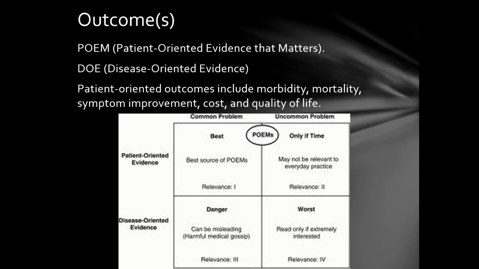I would encourage you to frame your question so that it asks about patient-oriented outcomes. That way, your answer has more potential to be a POEM, patient-oriented evidence that matters. Patient-oriented outcomes include morbidity, mortality, symptom improvement, cost, and even quality of life. These are the things that are most important to most patients.